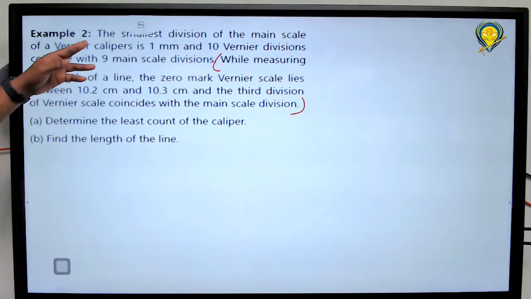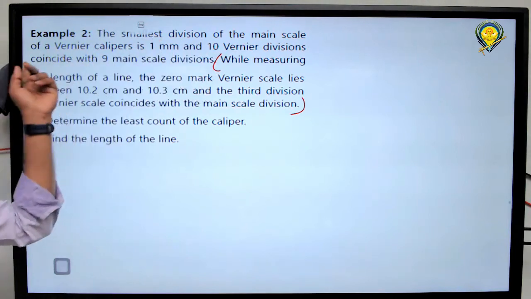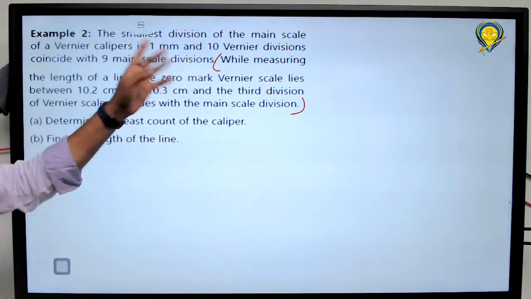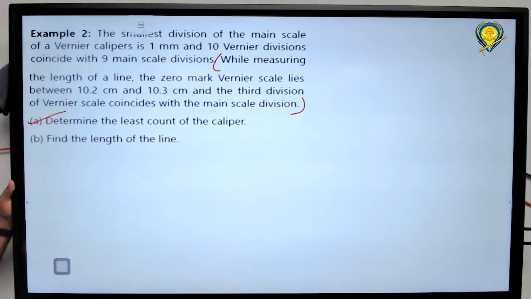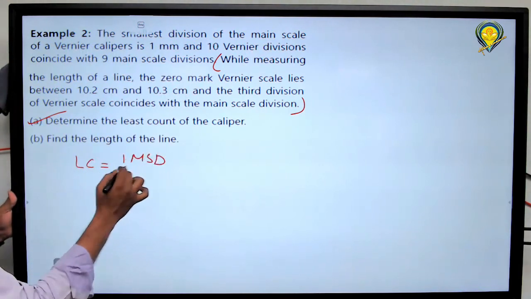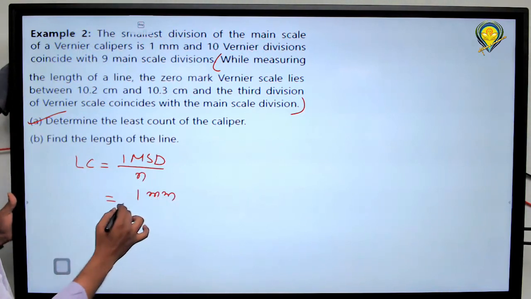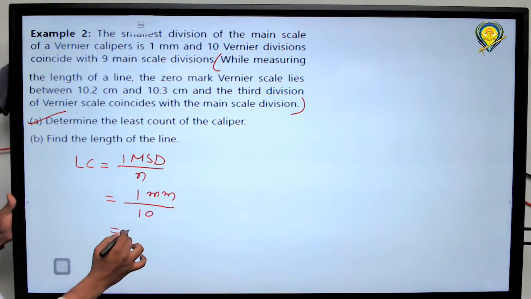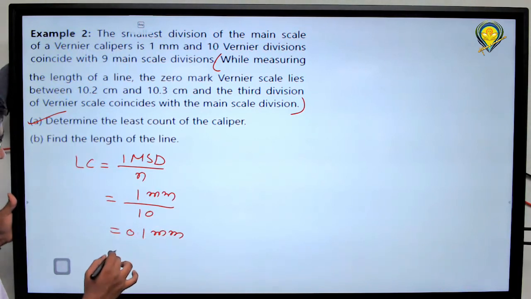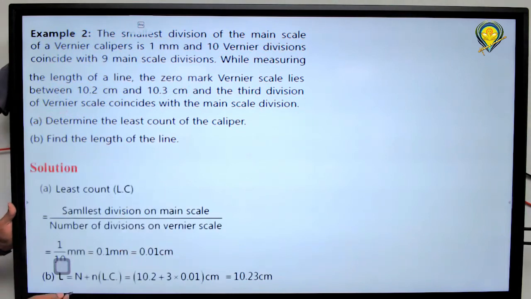Write down a figure. The smallest division on the main scale of a vernier calipers is 1 mm and 10 vernier divisions coincide with 9 main scale divisions. Then calculate the least count. How much is it? 0.01. So the least count formula is one main scale division by number of vernier scale divisions. One main scale division is 1 mm. The number of vernier scale divisions is 10. So 0.1 mm or 0.01 cm. 0.01 centimeter. Next.